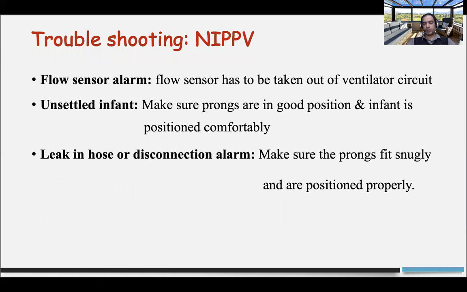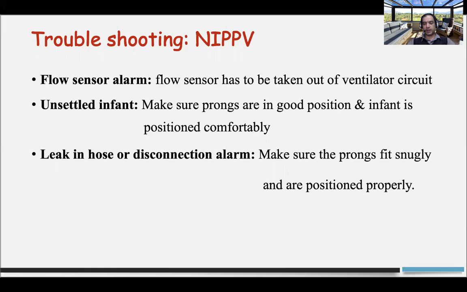Some points about troubleshooting. In the majority of ventilators, especially in the non-synchronized form, there will be a continuous flow sensor alarm. So remember that the flow sensor has to be taken out of the ventilator circuit. If a baby is fighting the circuit, then one should ensure that the baby has adequate size prongs in place and they are in position, and always give some non-pharmacological measures like mother's milk, colostrum, facilitated tucking for pain or discomfort. If there is an alarm showing leak in the hose or disconnection alarm, make sure that there is no leak around the interface or in the circuit.